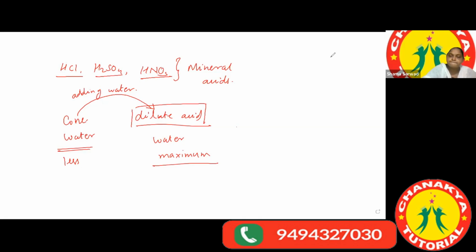Clear? Fine. So concentrated acid can be converted into dilute acid by addition of water. This we have learned. And apart from that, I have explained one more important thing, that is the basicity of acid. Basicity of acid, what does it mean?